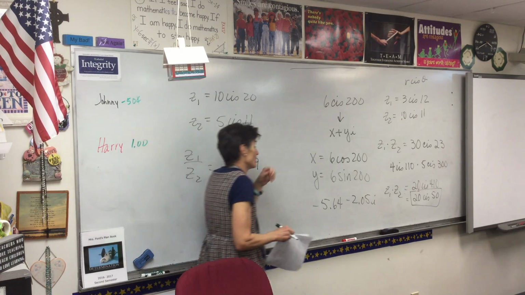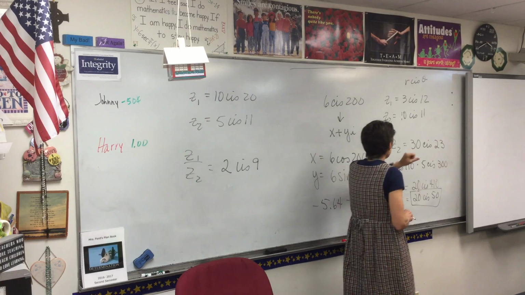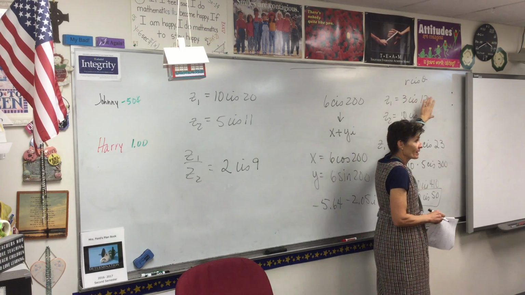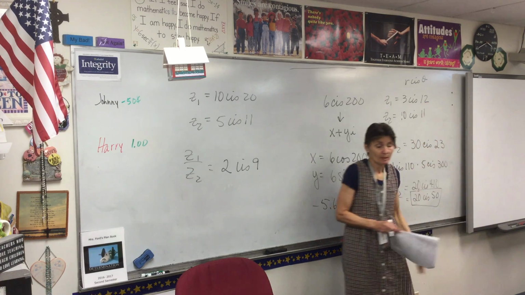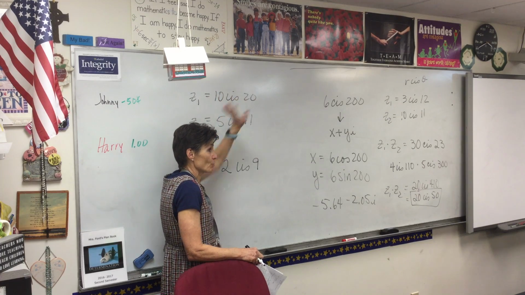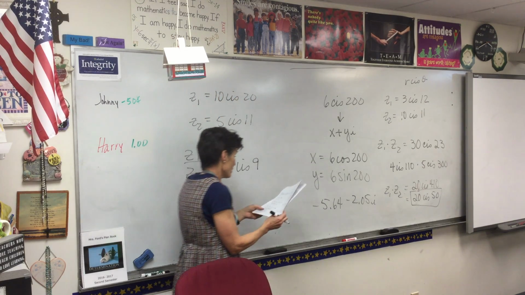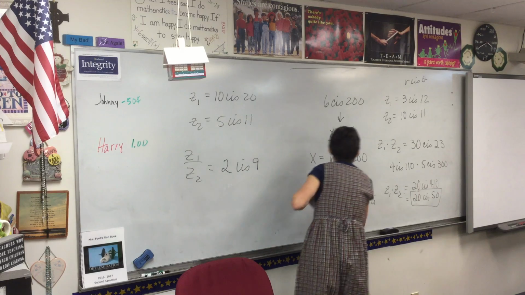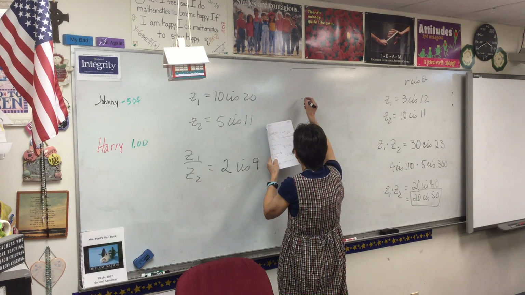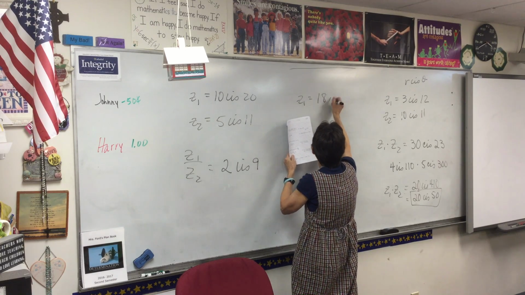Okay, one more time. In a multiplication, I multiply the r's, add the angles. In a division, I divide the r's, subtract the angles. So what would this last one be? 6 fifths. 1.2.